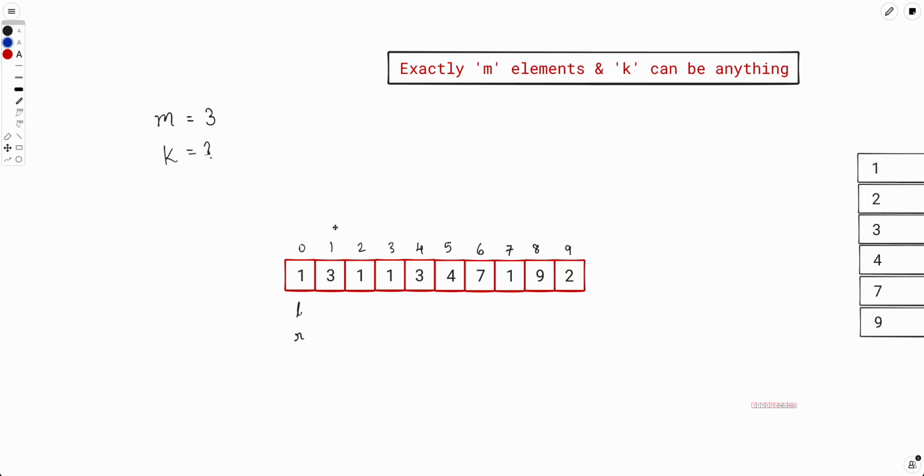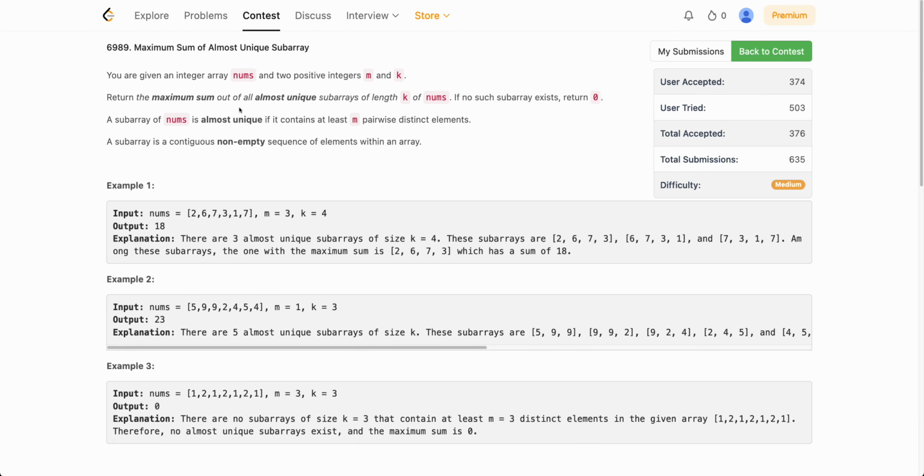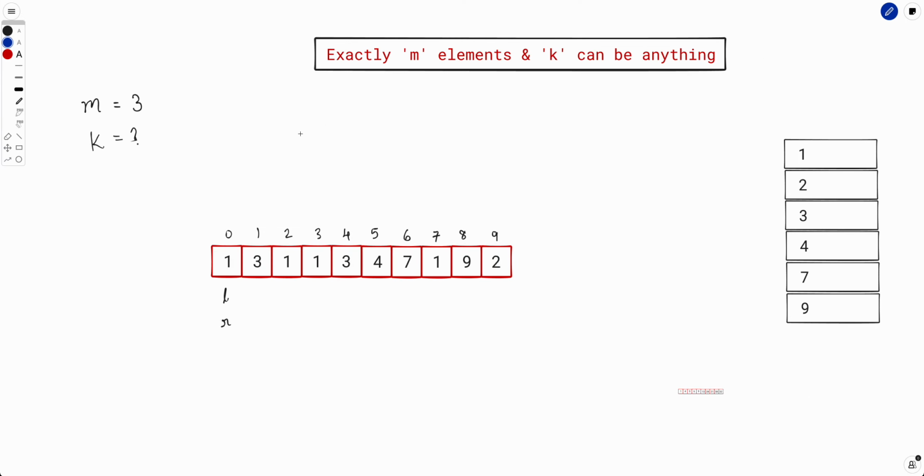The next problem is slightly harder. It says an almost unique subarray is something which has exactly m, not at least, which has exactly m distinct elements, and we haven't been given the value of k. It means we can take any subarray which has exactly m distinct elements. So from all the subarrays which have exactly m distinct elements, we have to return the one with the maximum sum, right? So let's say this is the array, we will try out all possible subarrays.